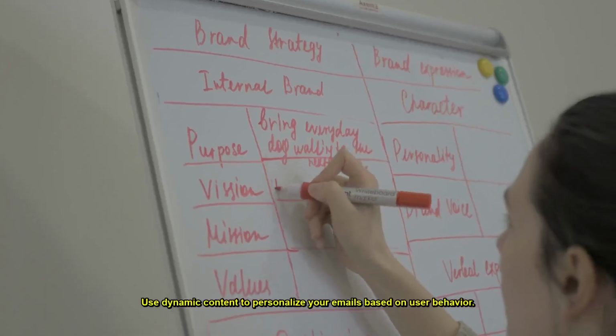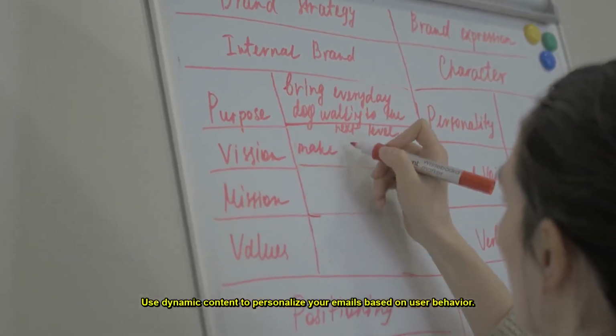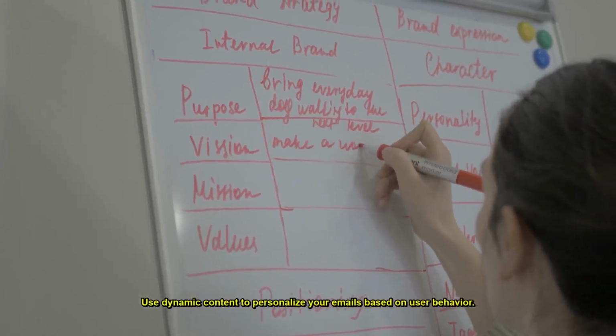Plan a content calendar for your email campaigns. Consider seasonal promotions, product launches, and customer anniversaries. Draft enticing subject lines that encourage opens. Use dynamic content to personalize your emails based on user behavior.